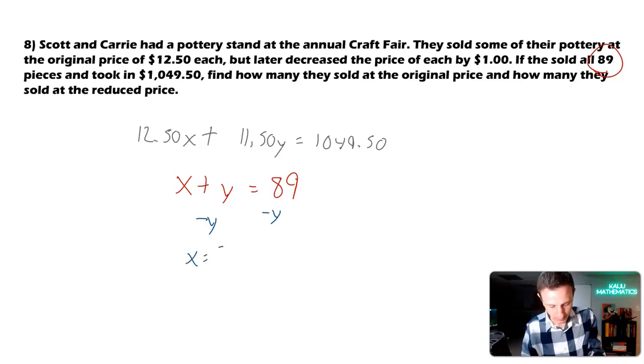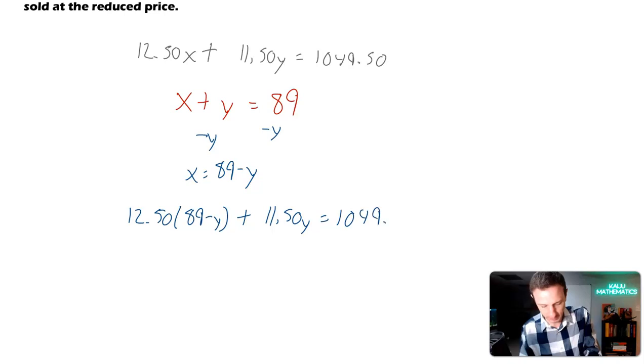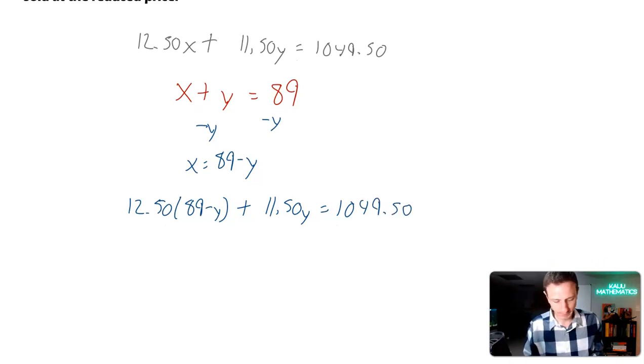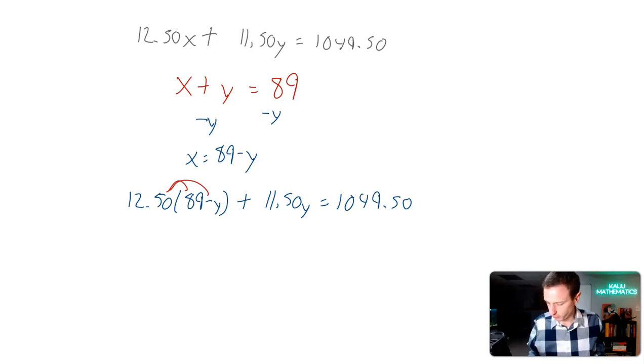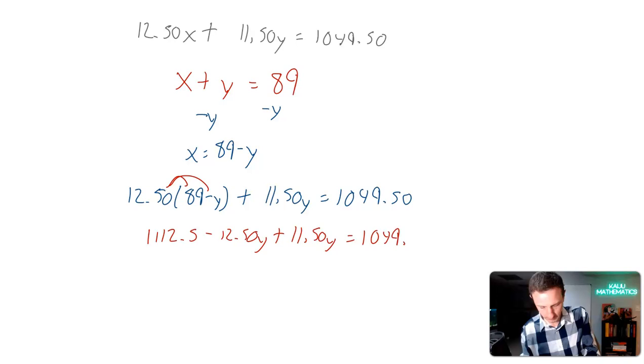So X equals 89 minus Y. I'm going to substitute in for X over there. I'm going to do $12.50 times 89 minus Y plus 11.50 times y equals 1049.50. Distribute, so 12.50 times 89 is 1112.5 minus 12.50y plus 11.50y equals 1049.50.